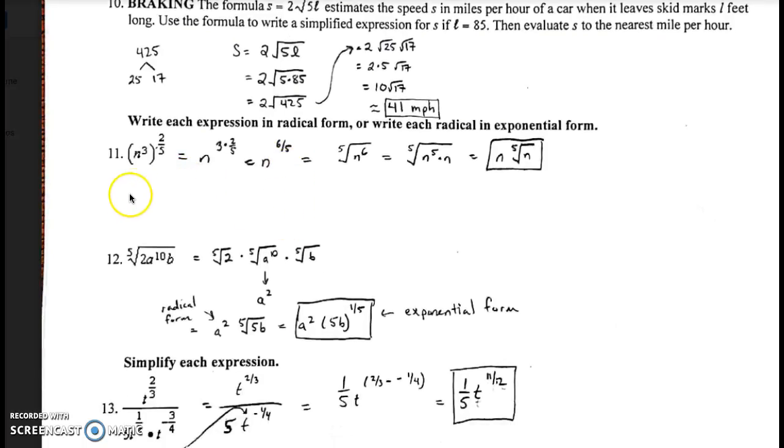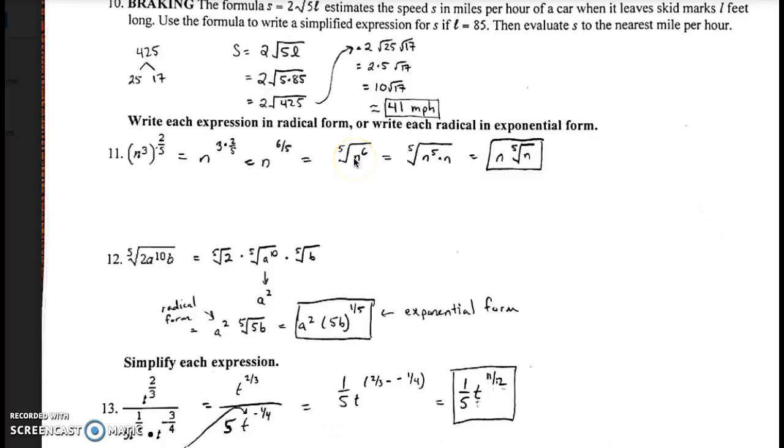For question 11, it says we need to write the expression in radical form. So if we have an exponent form, we're putting it in radical form. Or if we have a radical, we're going to put it in exponential form. So we're just switching forms. So first we have n to the third to the 2/5 power. So I took this, that means I need to multiply the powers, 3 times 2/5, and that gives me 6/5. So that is exponent form of simplifying this, and I need to put this in root form. So putting it in root form will be the 5th root of n to the 6th.